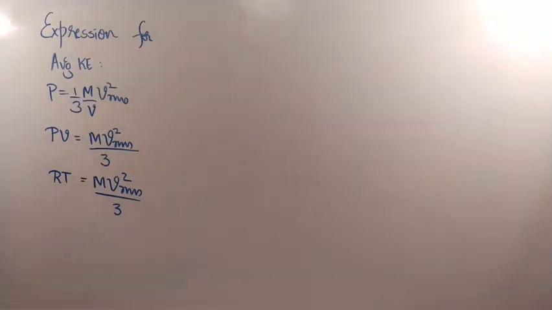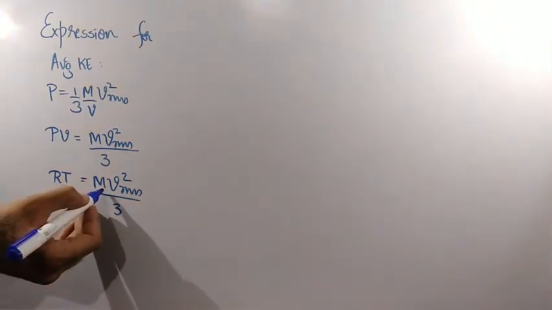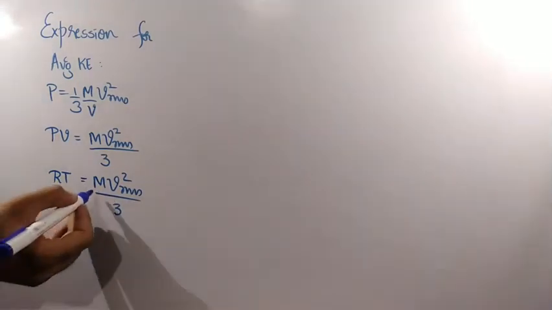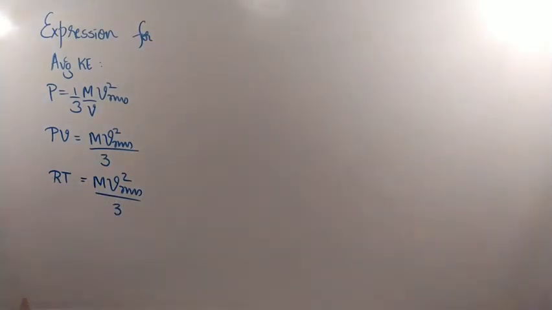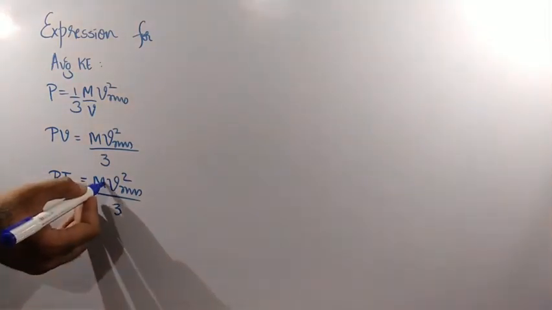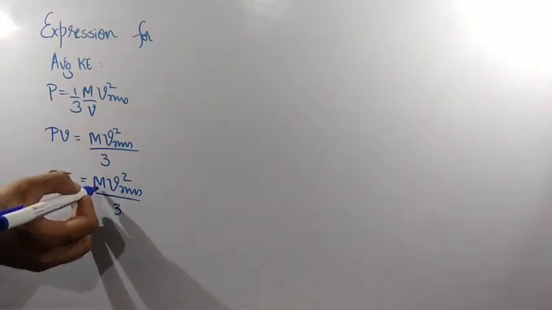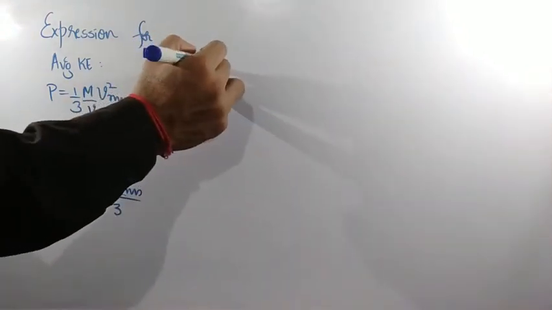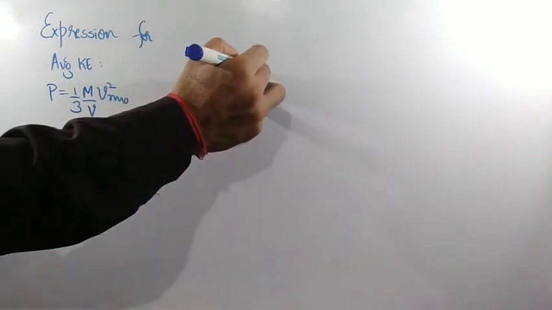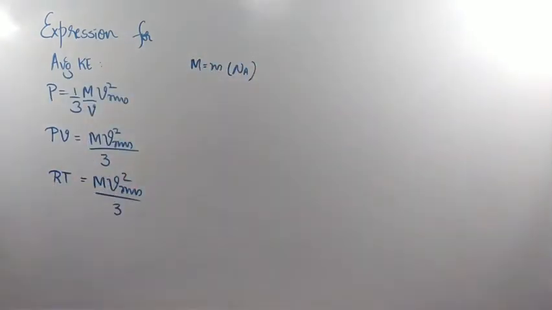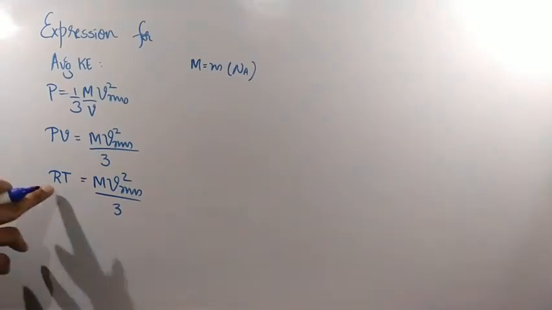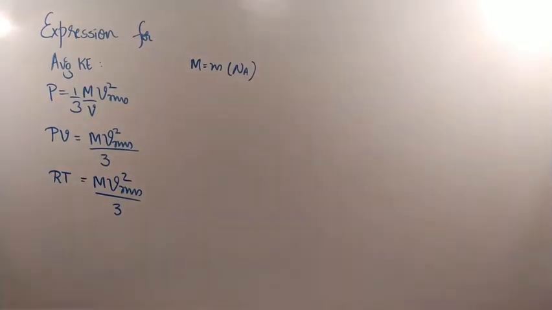Okay. Now, in 1 mole of gas, this is nothing but complete mass of the gas. In 1 mole of the gas, how many number of molecules will be there? Avogadro number of molecules will be there. That means I should write this capital M as capital M is equal to small m into Avogadro number NA, where small m is nothing but mass of each molecule.